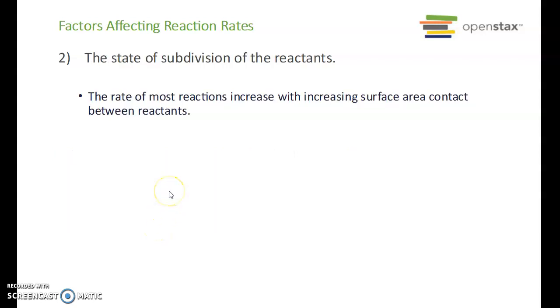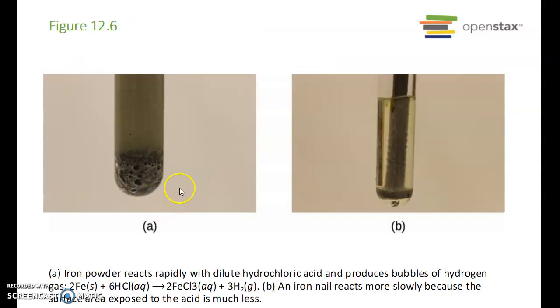Another factor that affects reaction rate is the state or subdivision of the reactants. In other words, if you increase the surface area, you're going to increase the rate of reaction. A lump of something is not going to react nearly as quickly as small iron filings. In this example, you've got an iron powder reacting very rapidly in dilute hydrochloric acid and producing all these little bubbles. If you've got just a nail in that, it's going to react with the acid as well, but much, much slower.